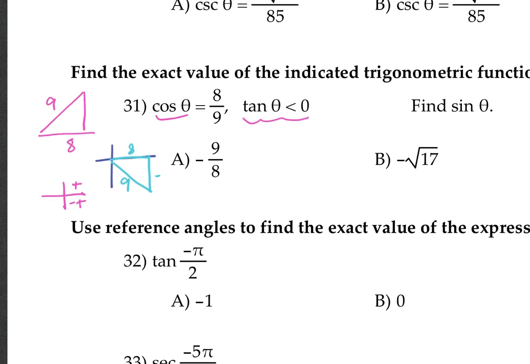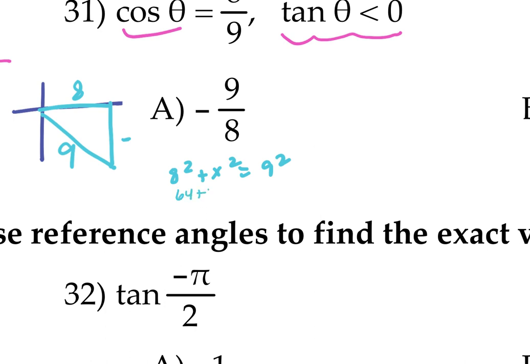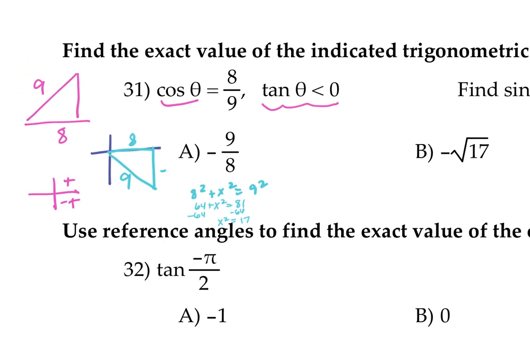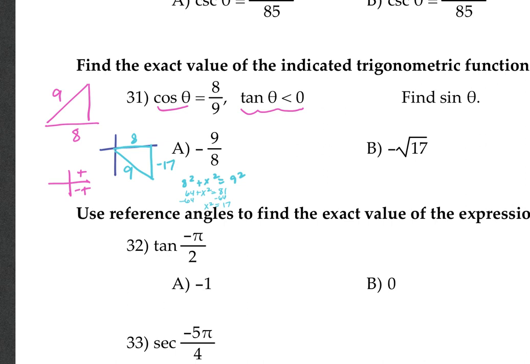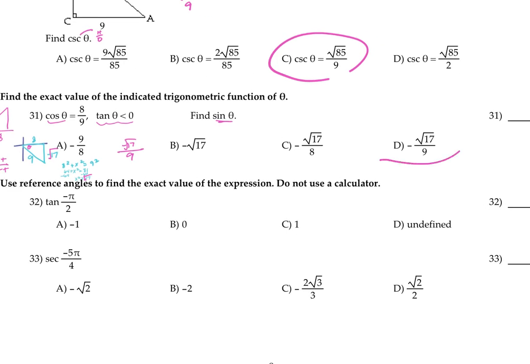So I'm going to do 8 squared plus x squared equals 9 squared, 64 plus x squared equals 81. Subtract that 64, 17. And it's negative because, again, we'd be in the fourth quadrant. So now the sine of this angle, which is what we're looking for, theta would be here, would be opposite, which is negative square root of 17, over the hypotenuse, which is 9. That's D.